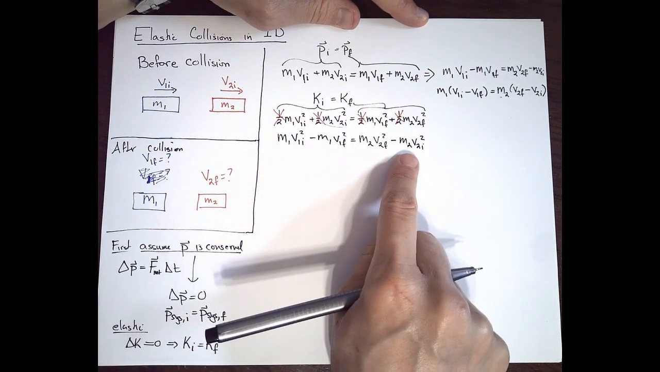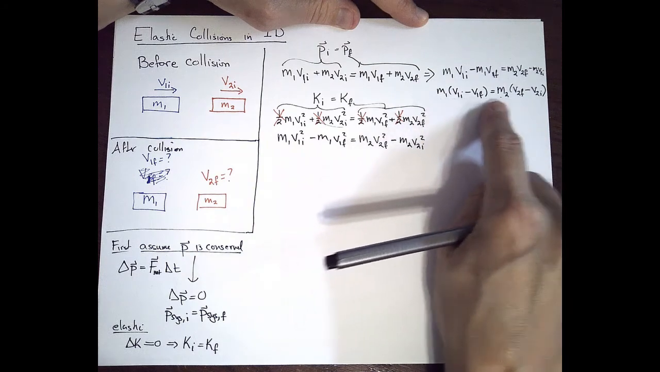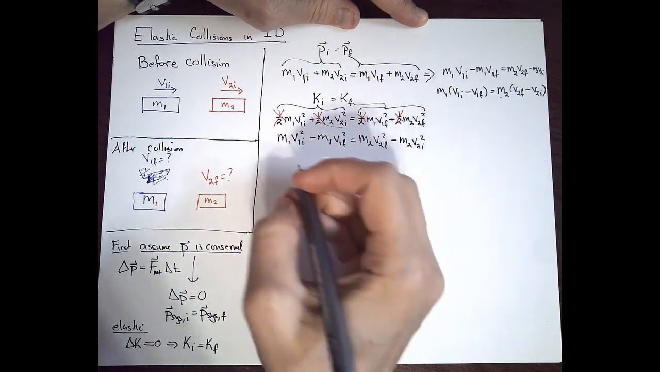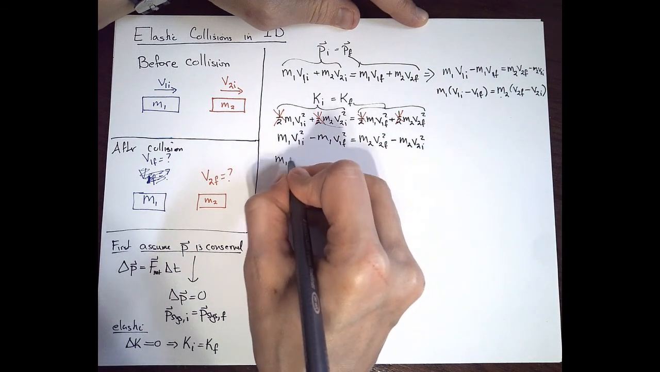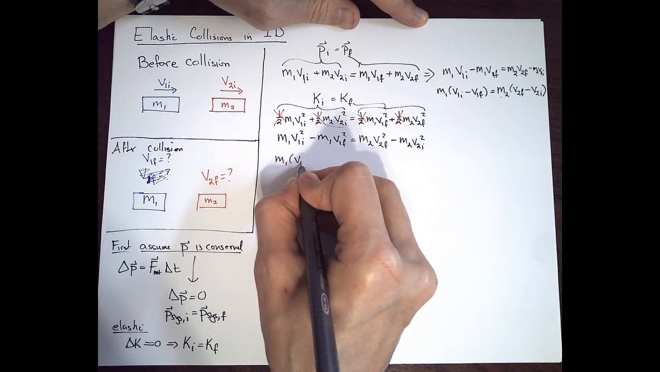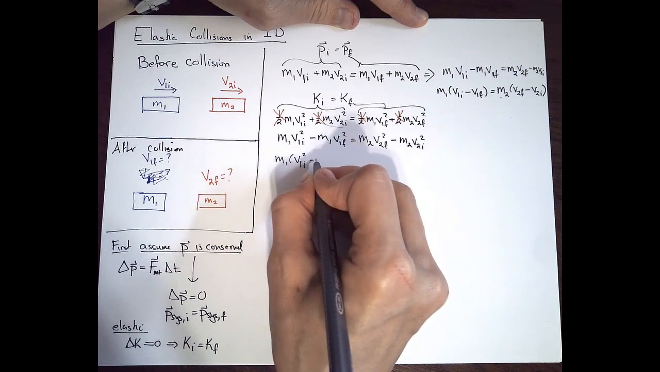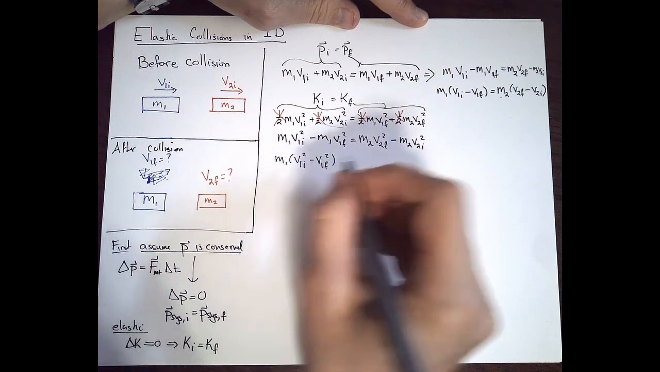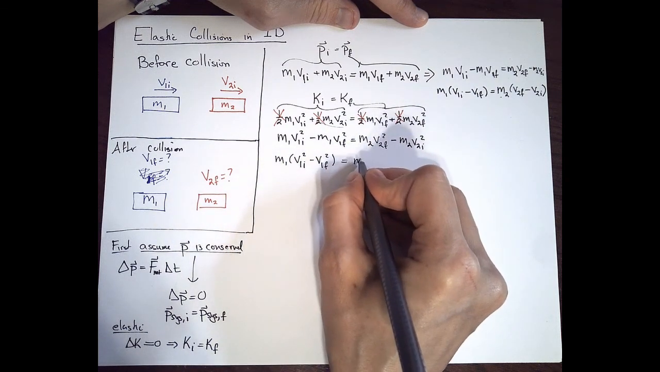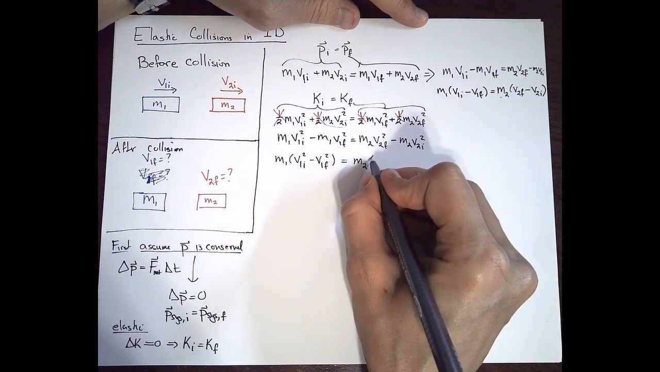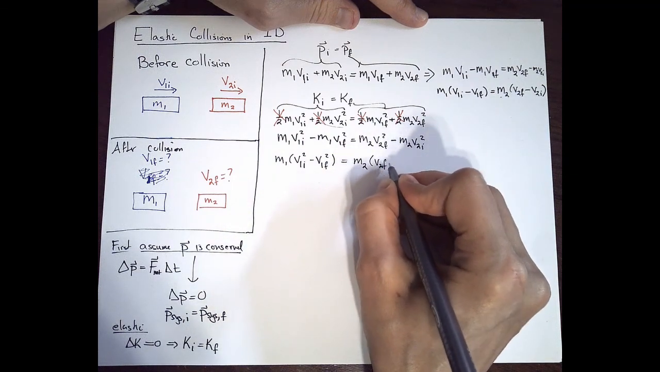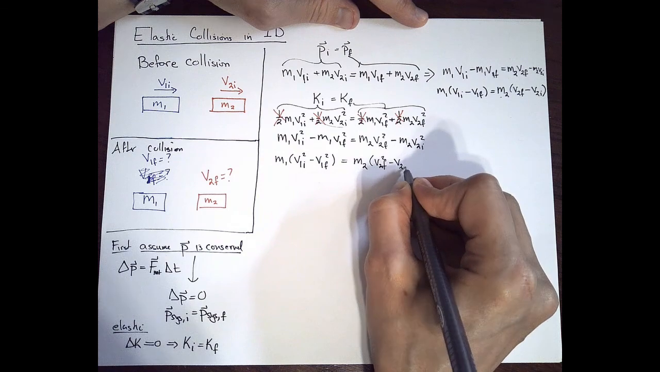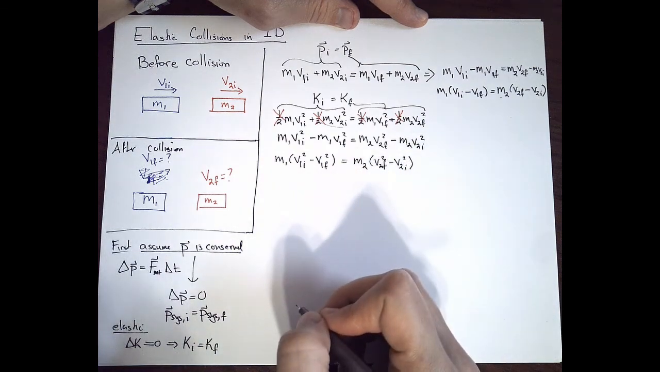Well, let's do the same thing we did with the momentum equation here. Let's pull the mass 1s out. So we'll be left with v1 initial squared minus v1 final squared, that quantity times mass 1. Same thing on the other side: mass 2 times v2 final squared minus v2 initial squared.